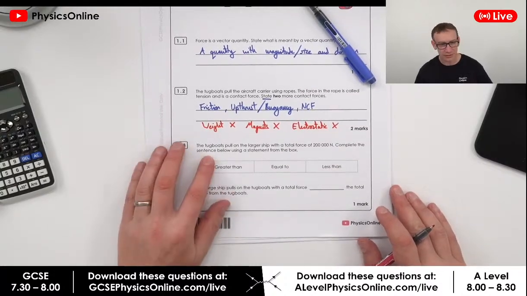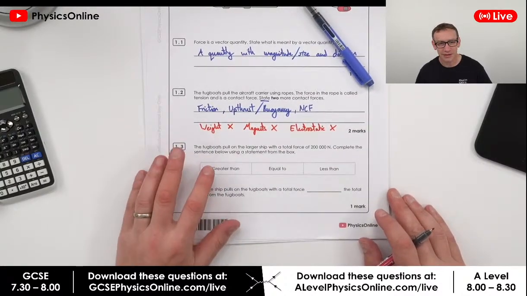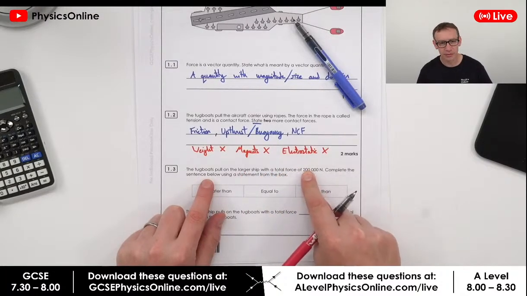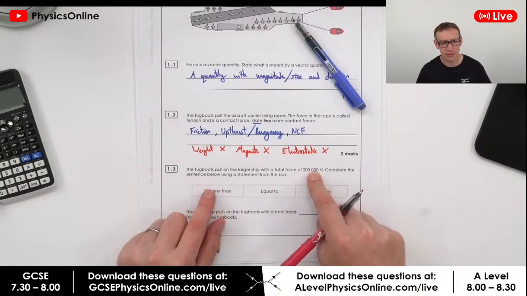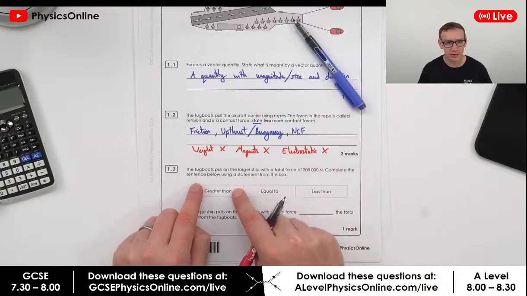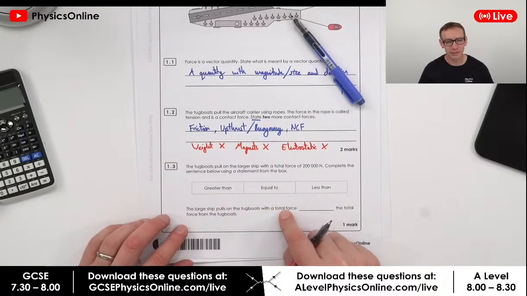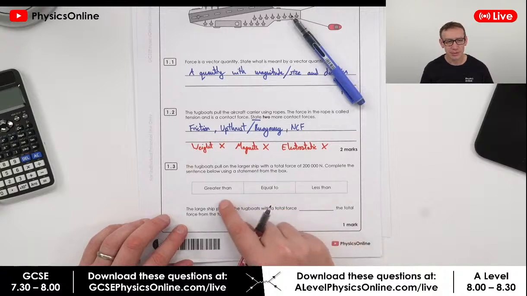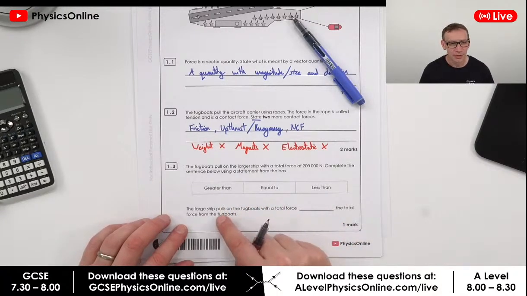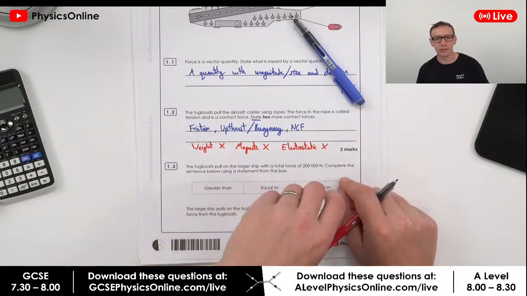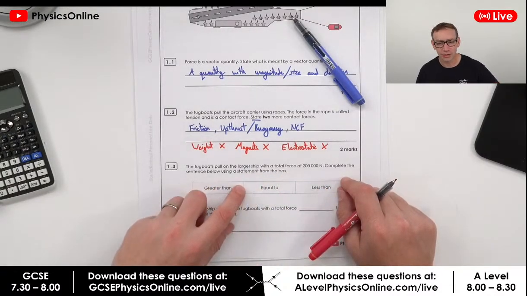Now this one here is actually quite a difficult question. It says the tugboats pull on a larger ship with a total force of 200,000 newtons. Complete the sentence below using a statement from the box. So the large ship pulls on the tugboats with a force. Is it greater than, equal to, or less than the total force from the tugboats? So if the tugboats are pulling on the ship with a force of 200,000, what's the force of the ship pulling back on the tugboats?